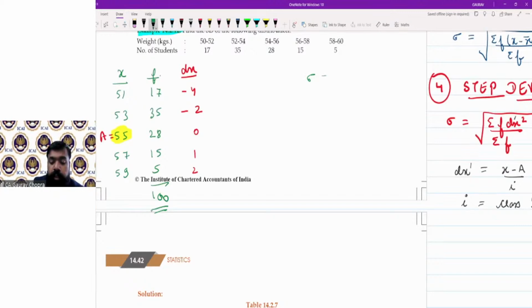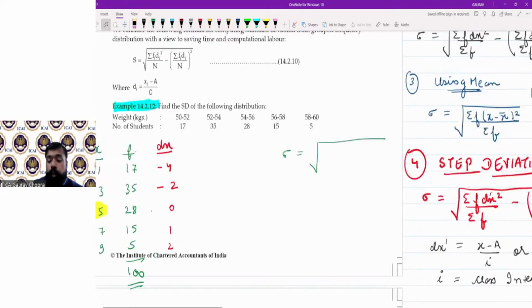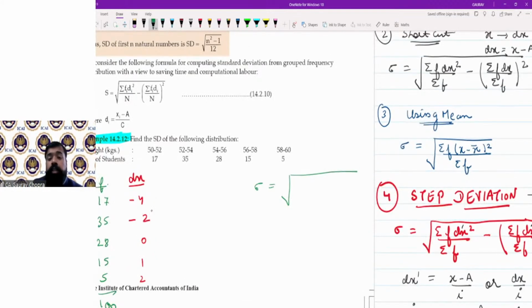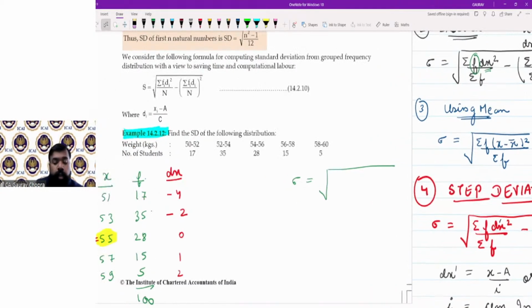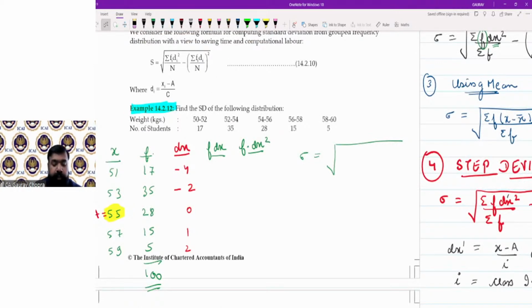So standard deviation will be root of, the formula is sigma f dx square. Now, as per this formula, the square is on dx. This square is not on f, the square is only on dx. So how to calculate this? First we will calculate f dx, and in the next step we'll be calculating f dx square. So first we multiply f with dx. 17 into minus 4 gives us minus 68, then minus 70, 0, 30, and then 20.